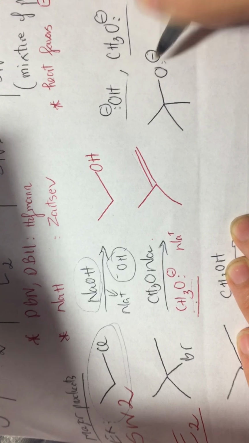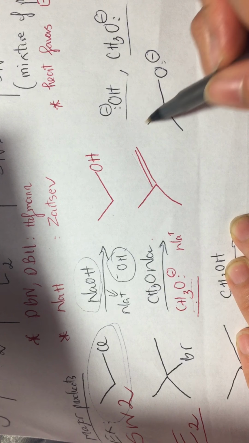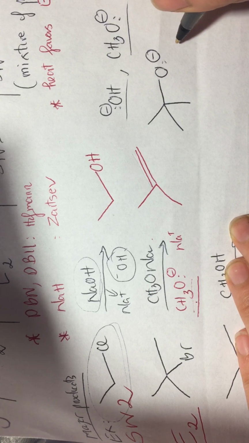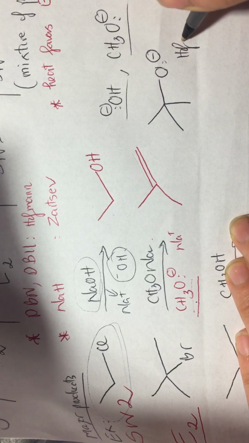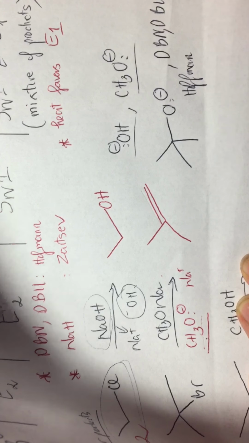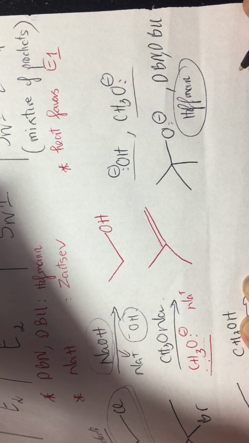So why is it a Berkey base? It has branches. It's really bulky; we have branches. So if it has branches, you're going to do Hoffman products. And also we have DBN and DBU. They are really bulky bases also, and they would favor Hoffman products.